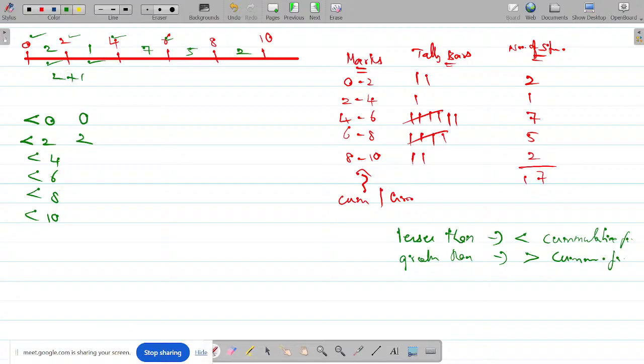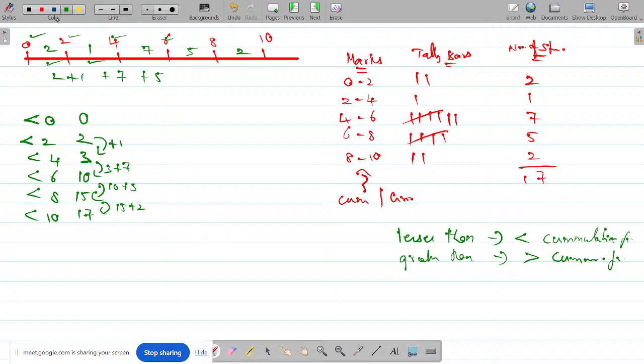We accumulate step by step. Less than 2, it's 2. Sorry, less than 4 I'm talking about. It's 2. Along with this, we add 1, which is 3. Yes, 6. It's 10. Why? Because along with this, you add 7, which is 3 now. Now we add 7, which is 10. Less than 8, you add this 5, which is 10 plus 5, 15. Less than 10, you add step by step addition. So 15 plus 2, which is 70.